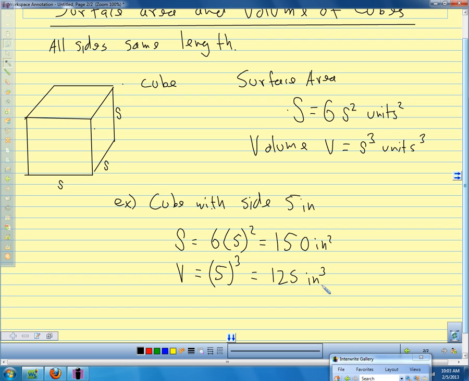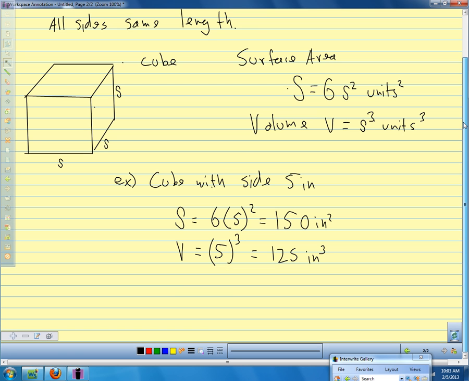Now, sometimes we'll have to go from the volume to the side. If I knew that the volume was 125 inches cubed and I wanted to find the side length of my cube, to undo a cube, I have to use a cube root. In your calculator, you're going to have a button that looks like this. Then you'll have to do the cube root instead of the square root. On problems where you're undoing a cube, you have to do the cube root. If you can't figure out where it is on your calculator, I can help you out with that.